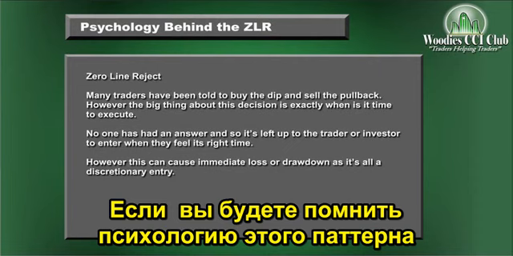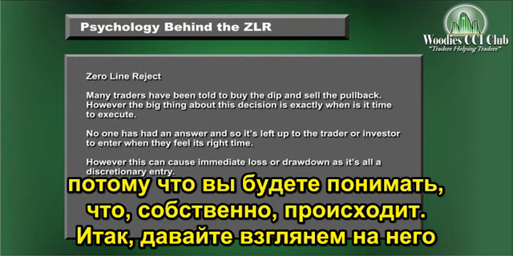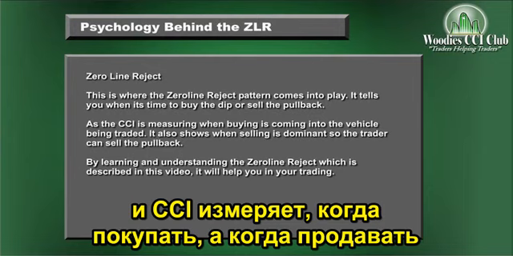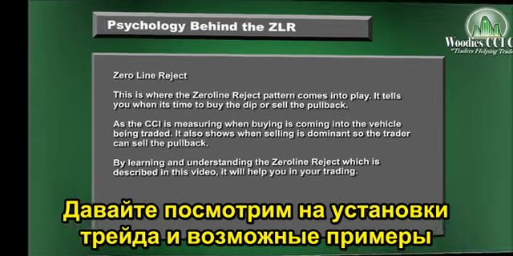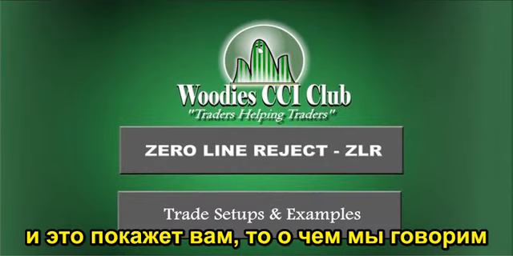And if you can remember the psychology of these patterns and the story that it's telling you, it will also help you in your trading because you'll understand what's going on. So let's take a look at that. Zero line reject comes into play, as I said, buying the dip and selling the pullback. And the CCI is measuring when this buying and when the selling comes in. So let's take a look at a long trade setup and some examples. And this will really show you what we're talking about.